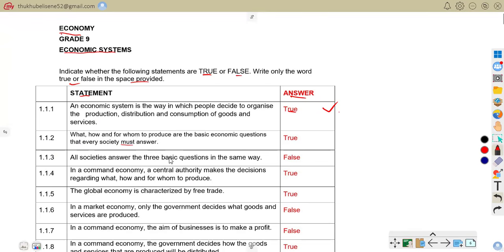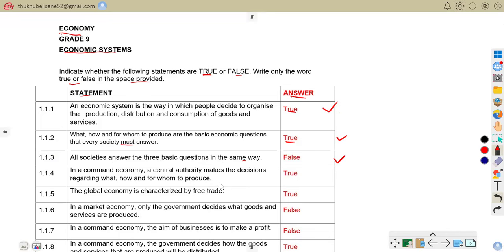So every society must answer what, how and for whom. This is correct. True is correct. So all societies answer the three basic questions in the same way. We are saying different societies answer the questions differently depending on their system. So here it is false, because different societies answer the questions differently depending on their system. So it's false to say all societies answer the three basic questions in the same way.